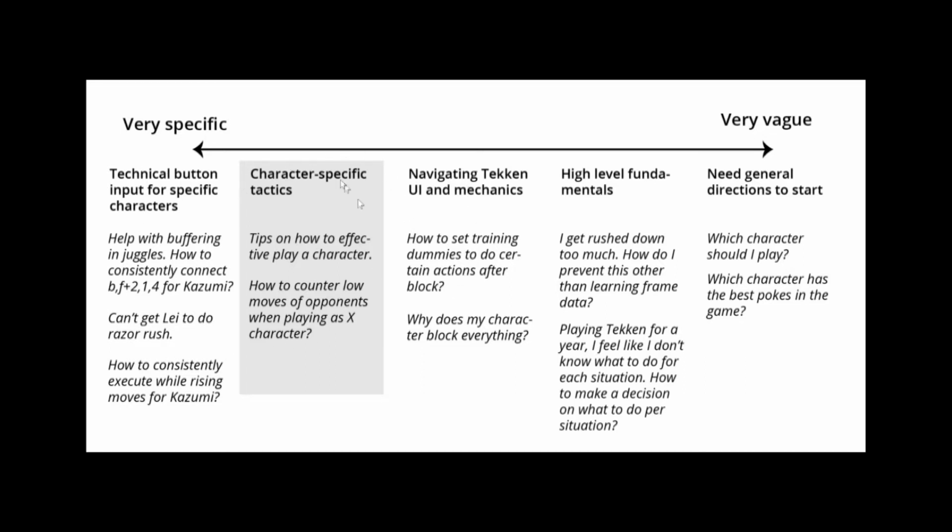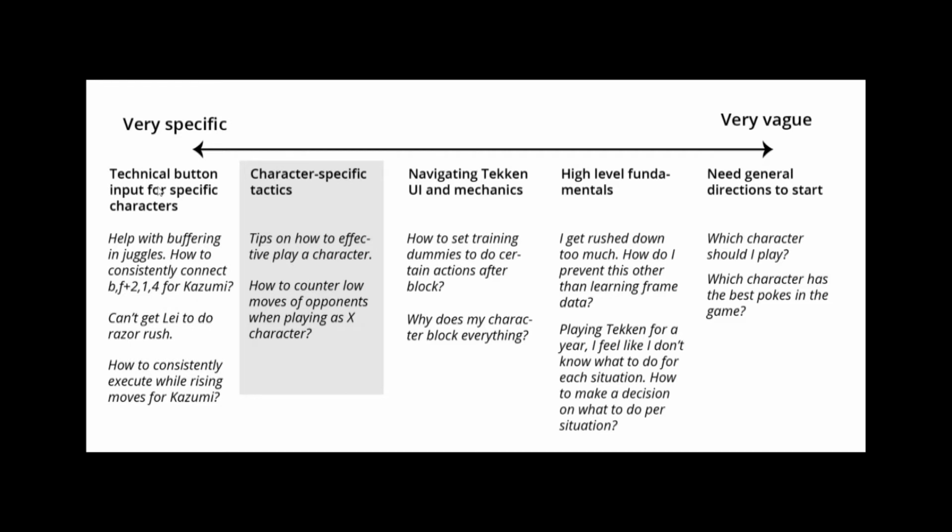So this category is more interesting. At this point, players have defined a character that they want to specialize in. When players decide what kind of character they want to play, there are generally two types of questions they tend to ask. The first type is how to play a character effectively: high-level fundamentals, looking at strategy and tactics. And the second is a very technical aspect of button input.